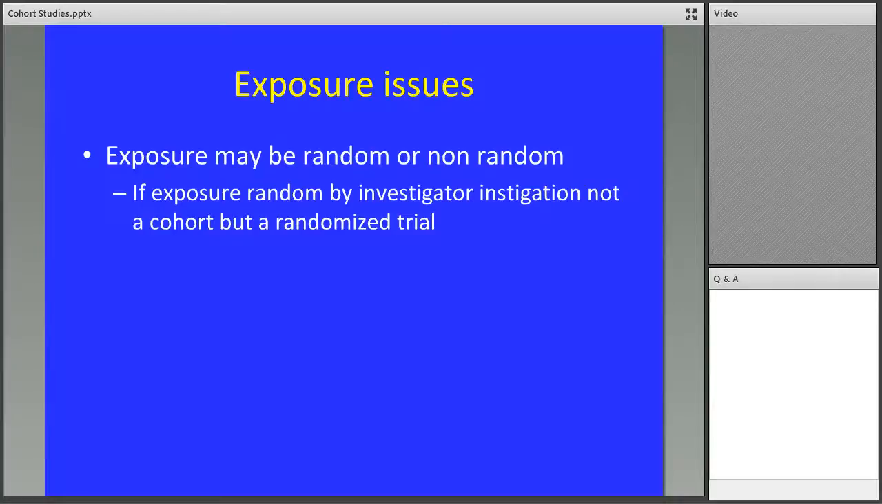If exposure is random by investigator instigation, that's not a cohort, that's a randomized trial. So cohorts and randomized trials are very similar, except the difference is, did the investigator cause the exposure or not? If the exposure is just what happens naturally, that's a cohort. If the investigator says, okay, this group's going to take drug A, this group's going to take drug B, that's a randomized trial.